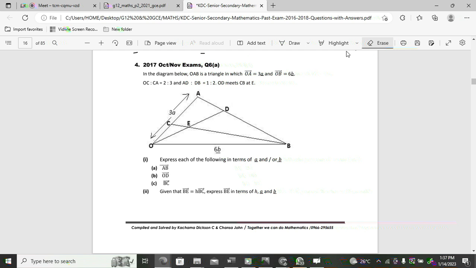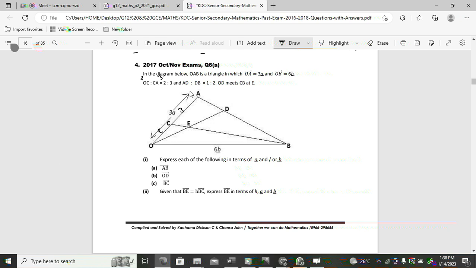Okay, let's look at this last question here. This is 2017, the internal exam which was written. In the figure below, OAB is a triangle in which OA is 3a and OB is 6b. OC to CA is 2 to 3, meaning that OC is 2 and CA is 3. We can even put them on the diagram. OC is here, this is a 2, and CA is a 3, meaning that the total from O to A is 5.